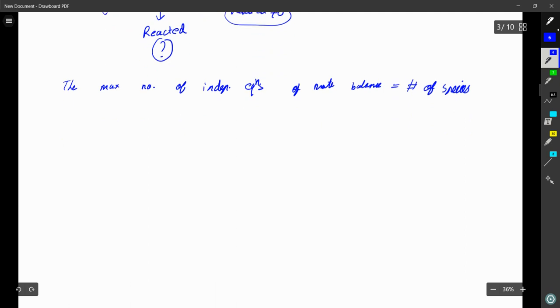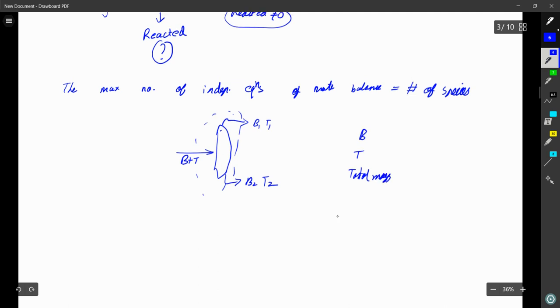Let's say in a simple distillation column, I'm considering benzene and toluene, and you are getting some B1, T1 and some B2, T2. So how many balances can you write across this? You can balance benzene, you can balance toluene, and you can balance the total mass.